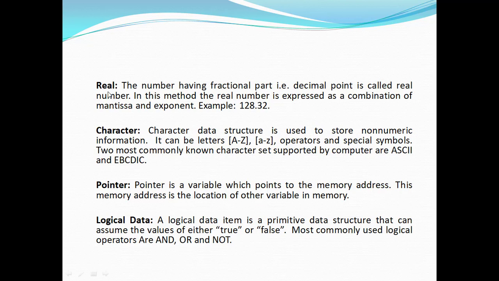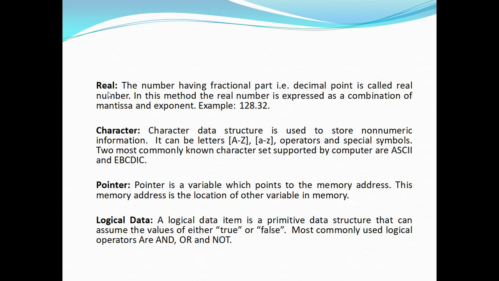Then we will see the float type or real type. This is used to represent a number with decimal point, that is 41.5, 67.3, etc. Then the character type. This is used to represent a single character, for example capital C, small a, etc.